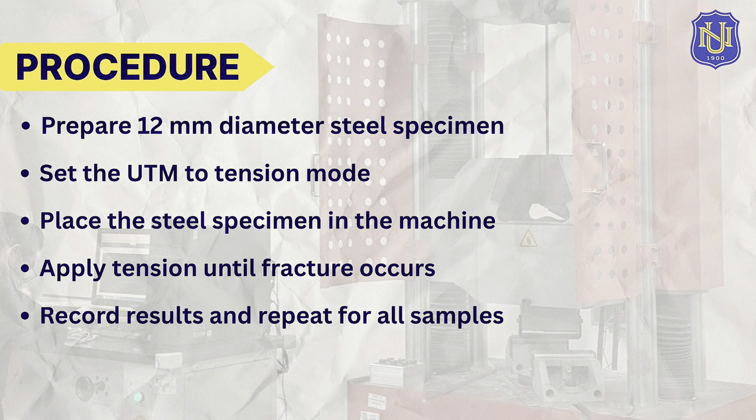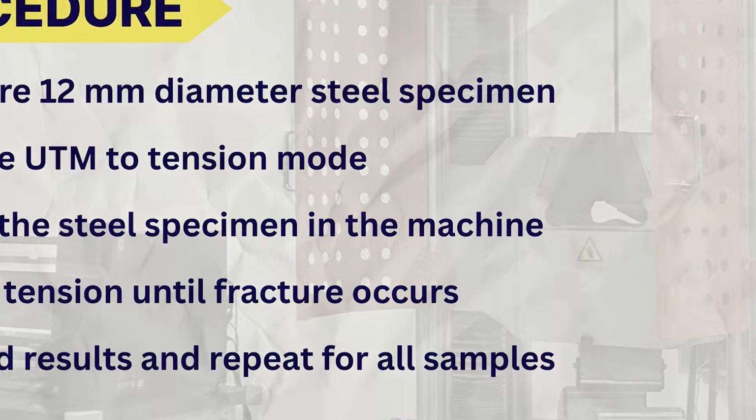As the machine applies tension, observe the behavior of the steel until fracture occurs. Once the steel breaks, record the load and deformation results obtained from the machine. Finally, repeat the same procedure for all remaining steel samples.